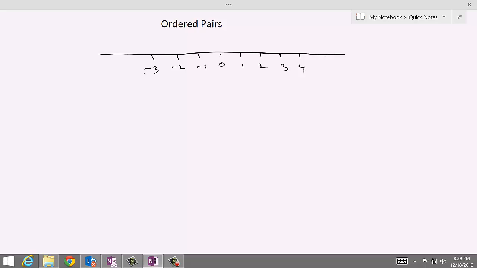But from now on we will be dealing with numbers in pairs like 3, 4, enclosed in brackets, and this is one entity which is called an ordered pair. In this pair, the first number is called abscissa. So whatever number occupies the first place, that will be called abscissa, and the second number, that will be called ordinate.